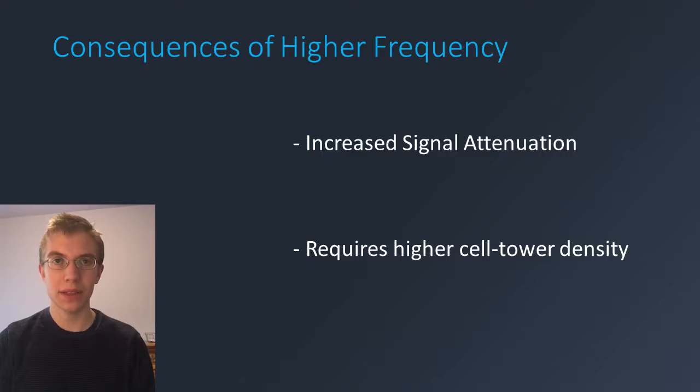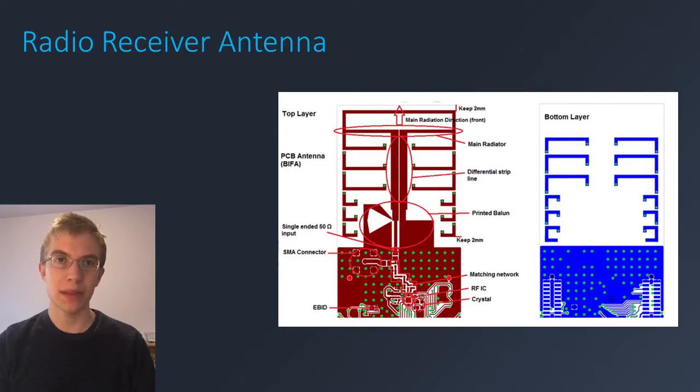As wireless communication continues to move towards higher frequencies, the density of radio towers must also increase to combat the increased attenuation, transforming the wireless communication network to an array of cell tower nodes. As seen on the screen, the antenna comprises the majority of the receiver system.